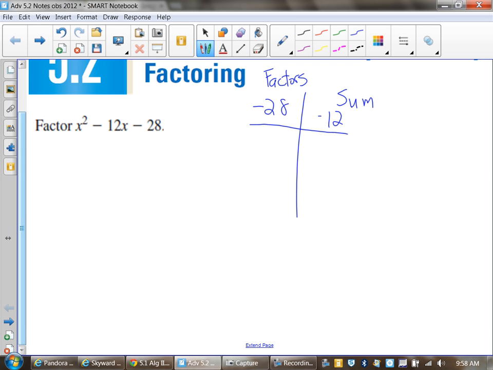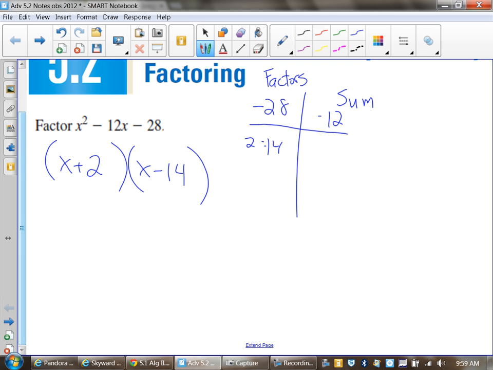So as you're going through this, negative 28, well, let's see, that's 2 and 14. Well, we've got a winner right away. Which one's positive? Which one's negative? Negative 14. So when you go to write this in factored form, x plus 2, x minus 14. And that's the factored form.